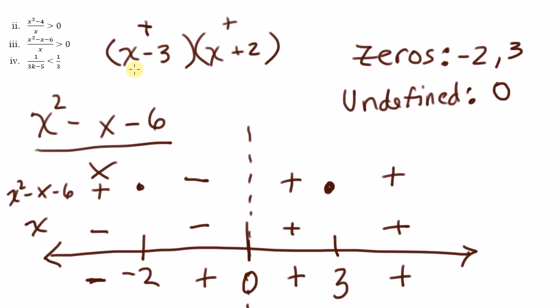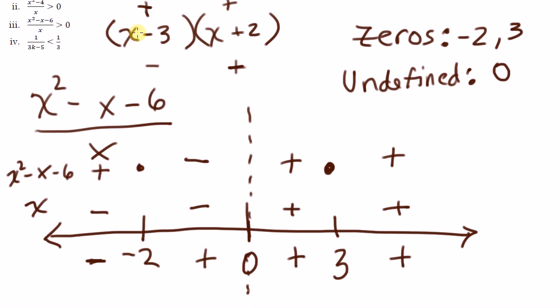So at 1, we have 1 minus 3 is negative, 1 plus 2 is positive. Okay, I must have said something wrong there. Let me verify that one more time. 1 minus 3, that's going to be negative, and then 1 plus 2 is going to be positive. So this guy is negative.